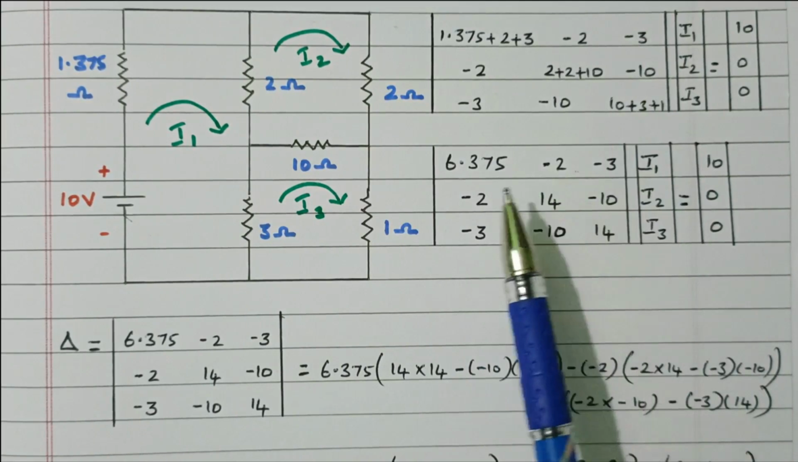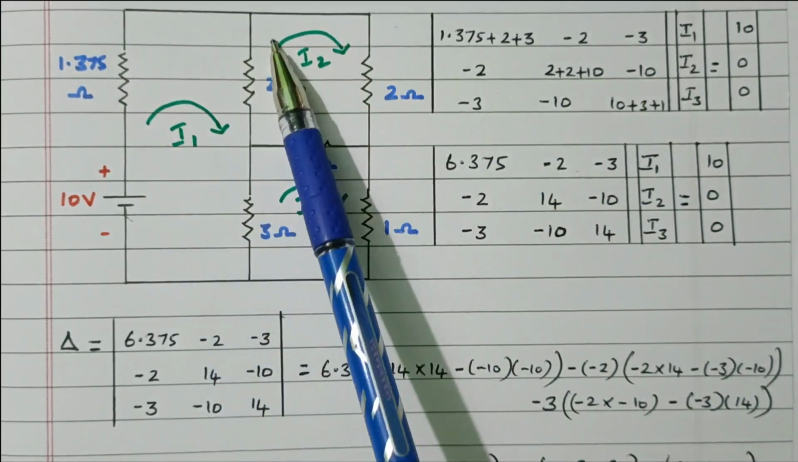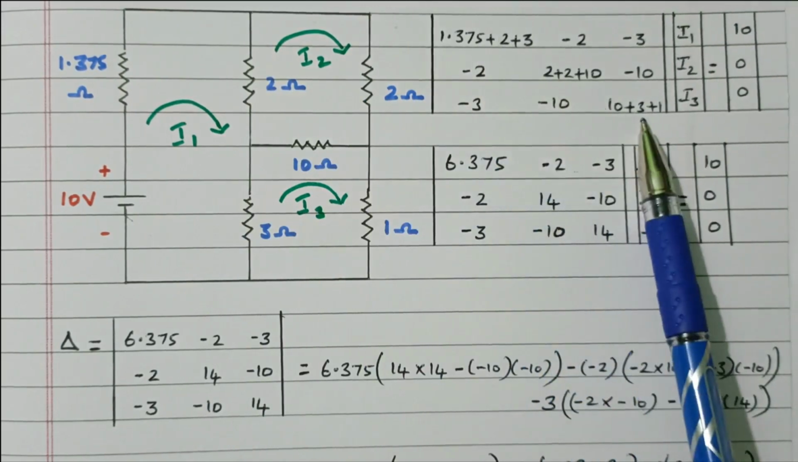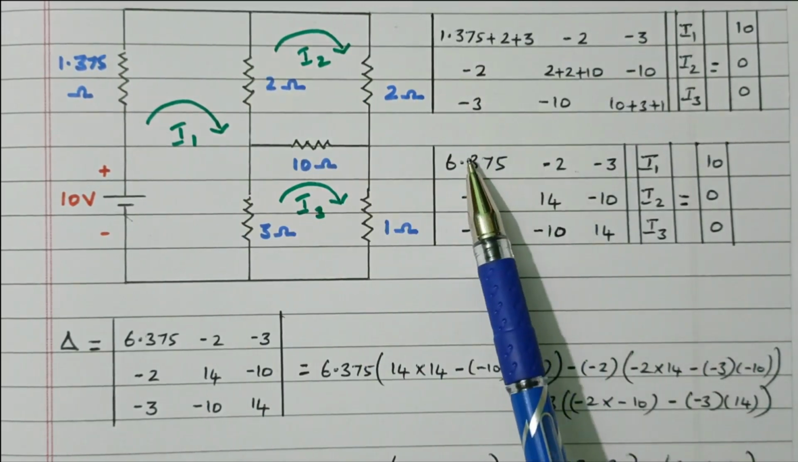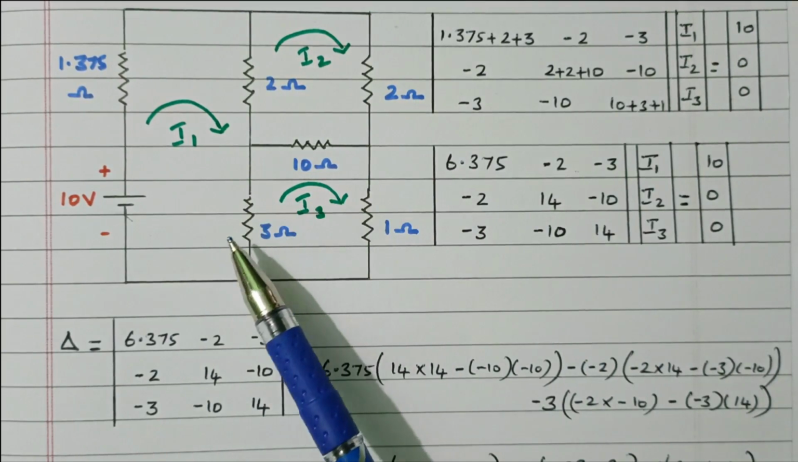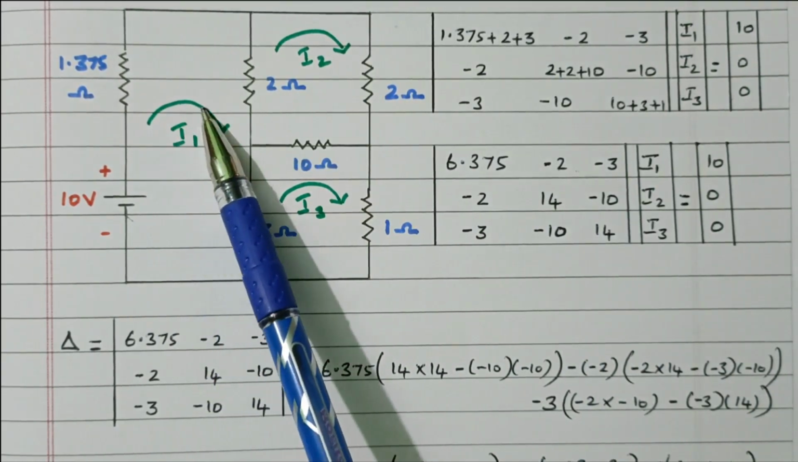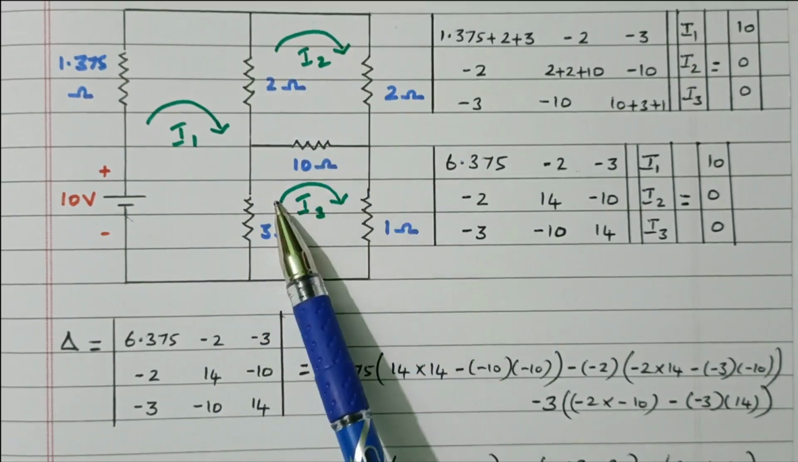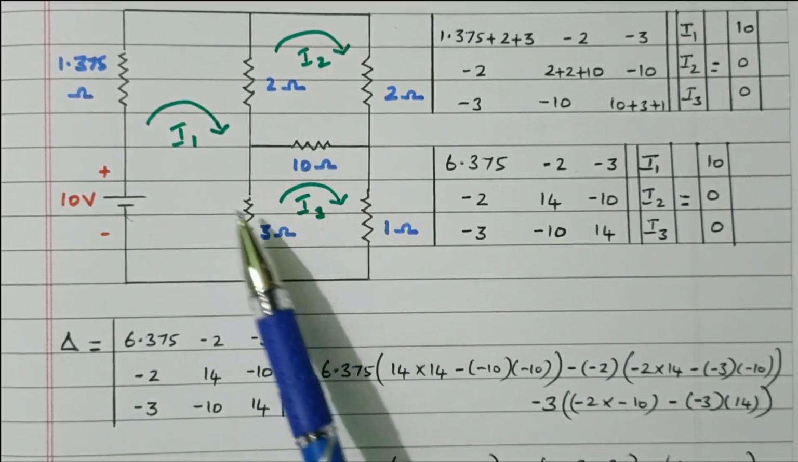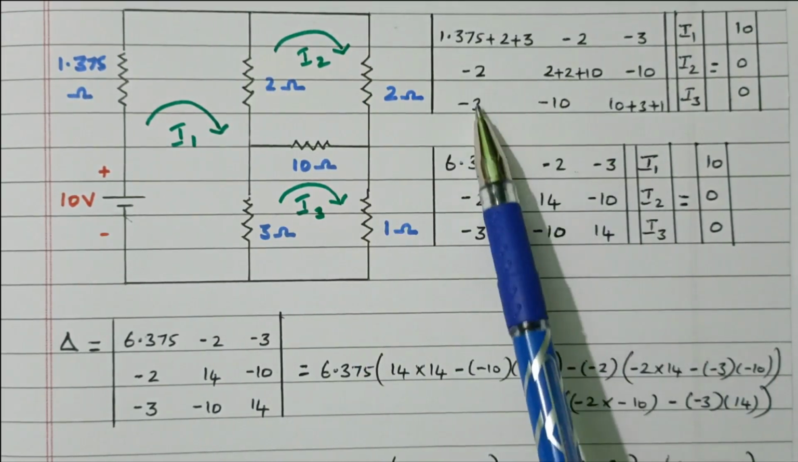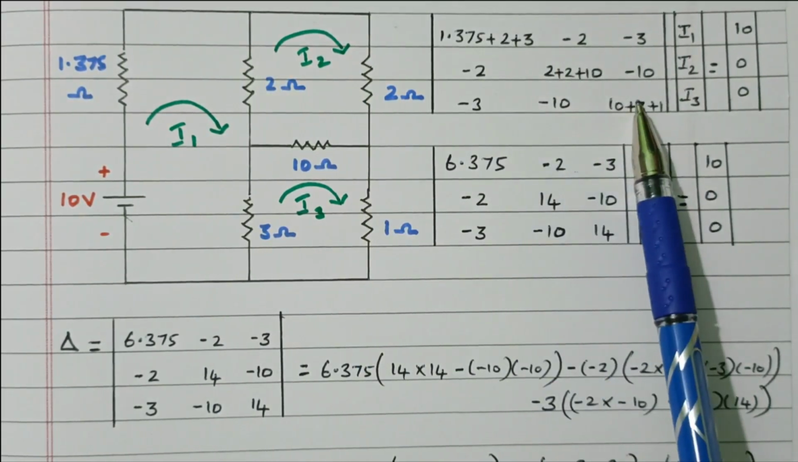So minus 10. Otherwise, all the current directions are here, the same direction we marked. So other than the diagonal, all elements are negative. In the previous step, we marked the current in different directions, but here all are uniform. All are flowing in a clockwise direction. In that case, if all the current directions are equal, other than the diagonal, all other elements we can put negative.